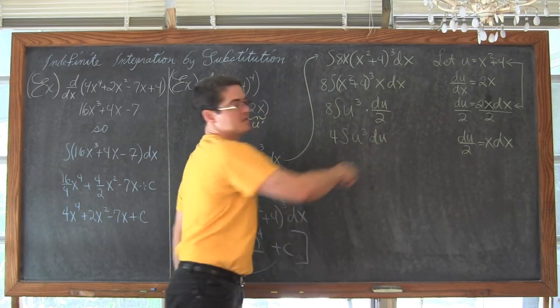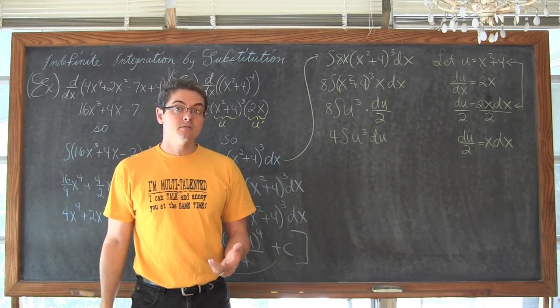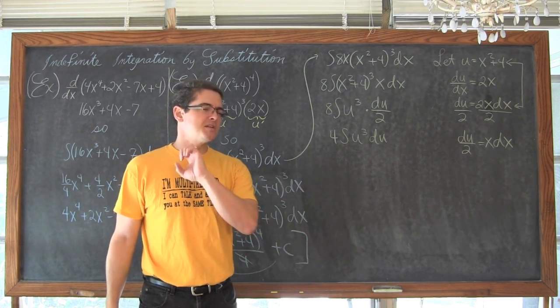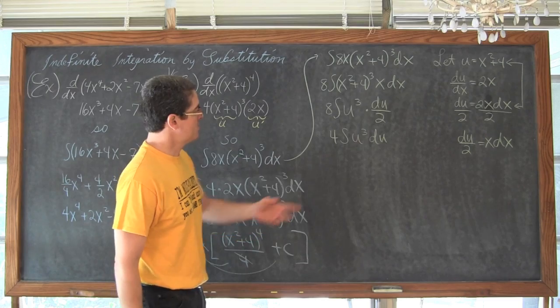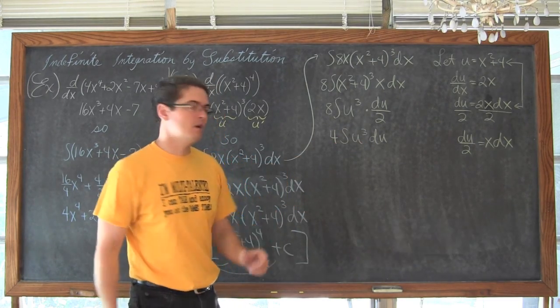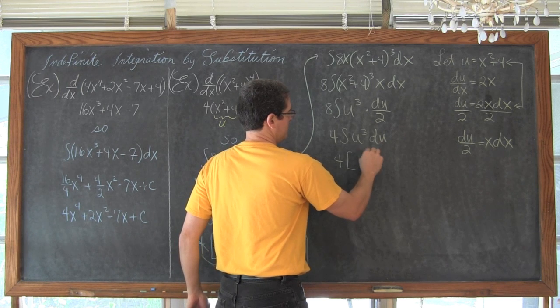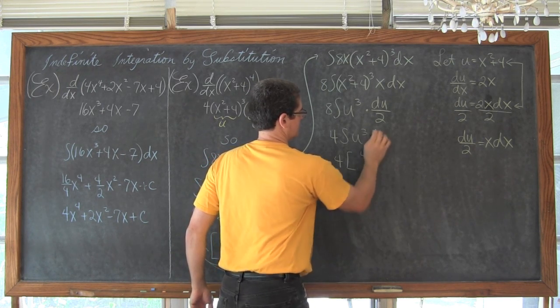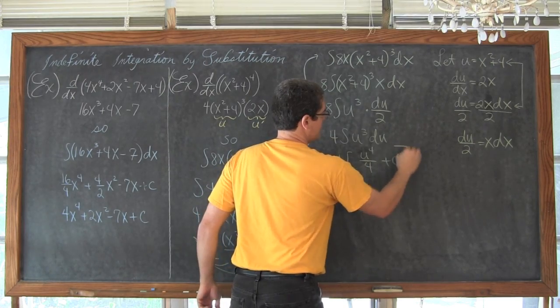So we're going to pull this 1/2 out and get 4 times the indefinite integral of u cubed du. Now look how simple that is. I just have to integrate u cubed. We learned how to do that when we initially started learning the integration process. So for u cubed, the power rule for integration says this is going to be 4 times, raise that power by 1, u to the 4th over 4, plus c.